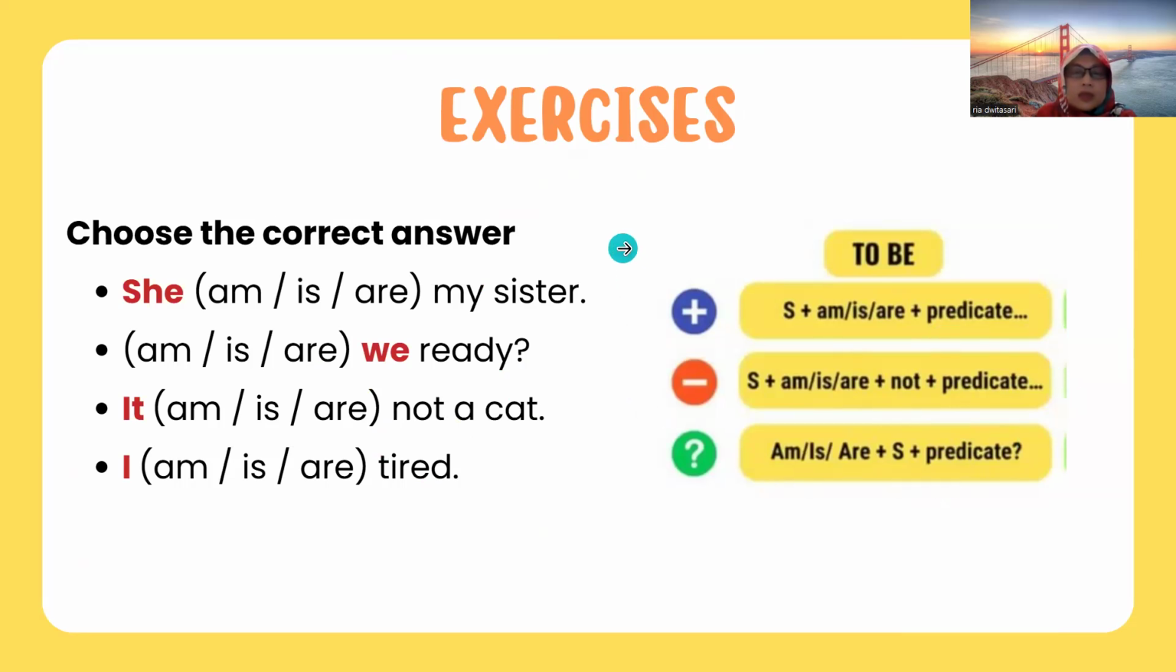And also in every explanation section, give them some exercise. It is to make sure that they understand what we're talking about. So this one, make some questions with choices like it. See, blah blah blah, my sister. So let your students choose the correct one, am, is or are, something like that.